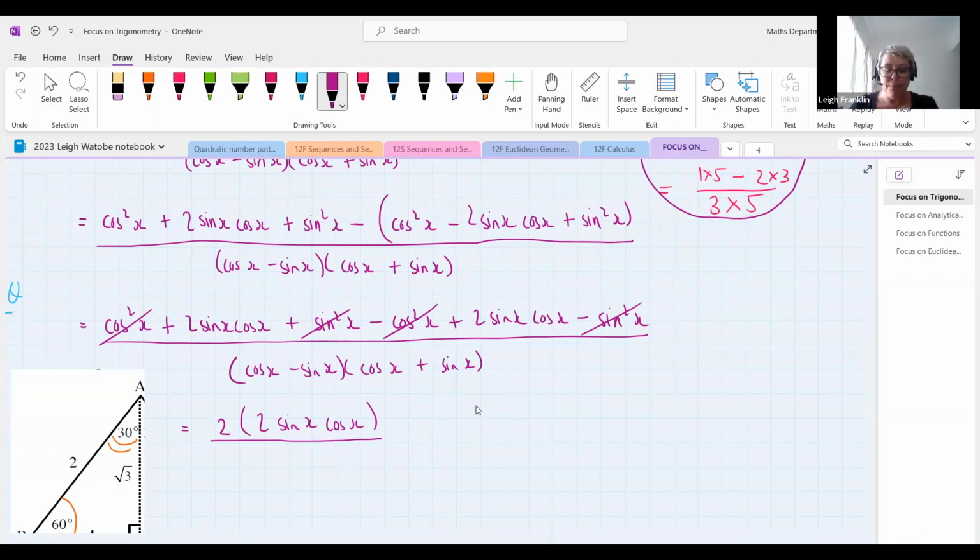Okay. At the bottom, all right, I'm going to FOIL and I'm going to multiply my brackets out. Is everybody happy that if I did that, I end up with cos squared x minus sine squared x? Does that make sense? Everybody happy so far?